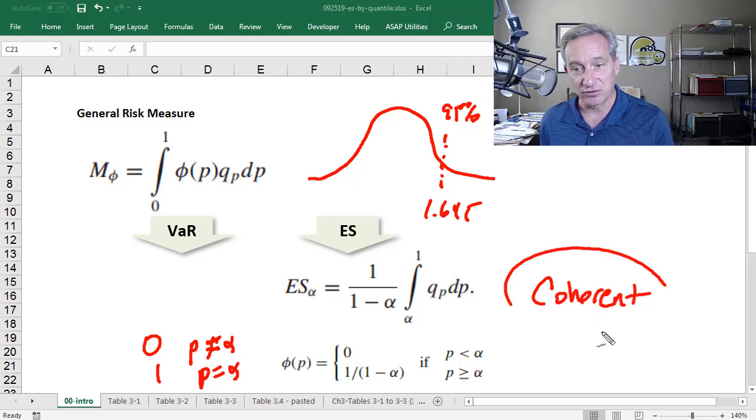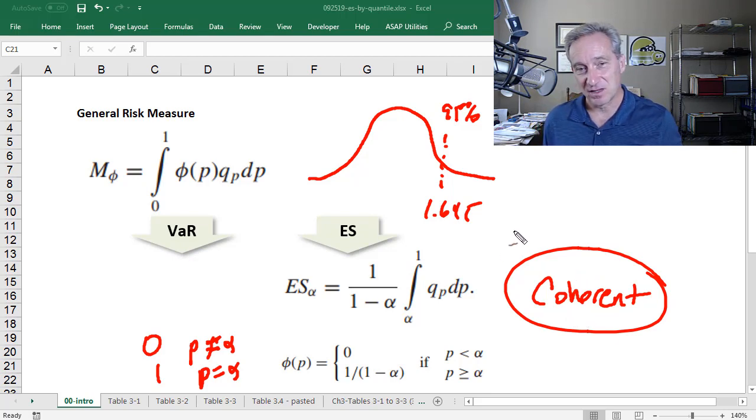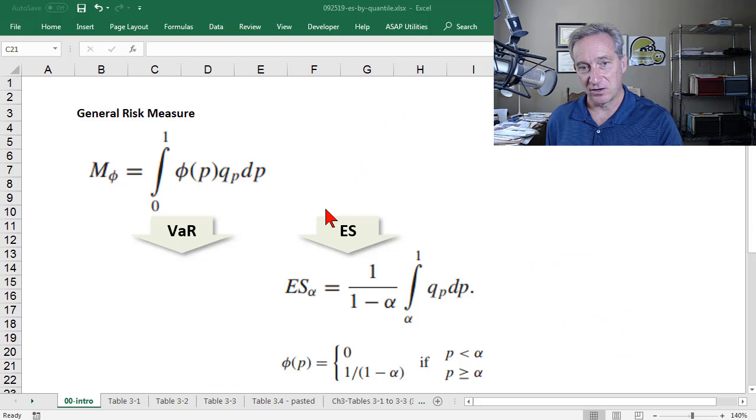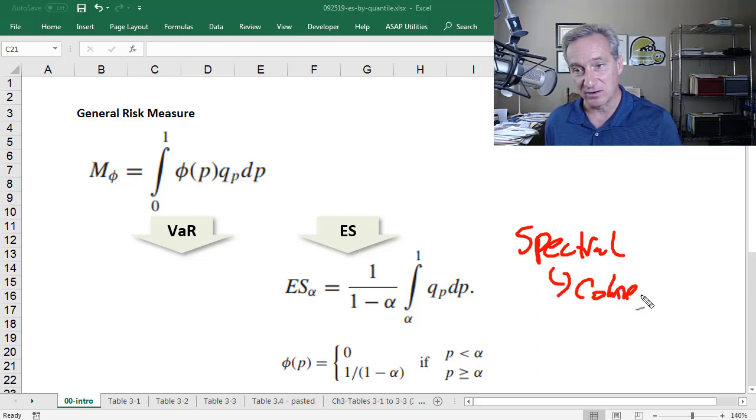Is a risk measure coherent? You probably know that expected shortfall is coherent. Value at risk famously, or notoriously, is not coherent. Well, what measures are coherent? Spectral risk measures are coherent. So now we're interested in spectral risk measures because they are necessarily coherent.